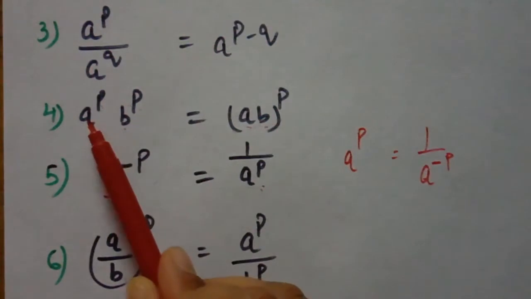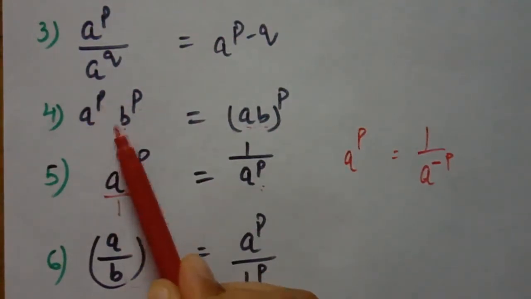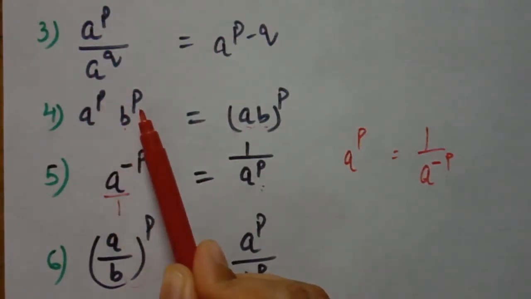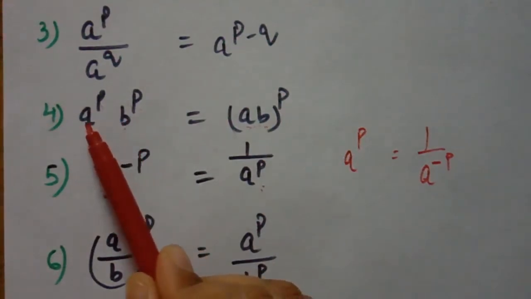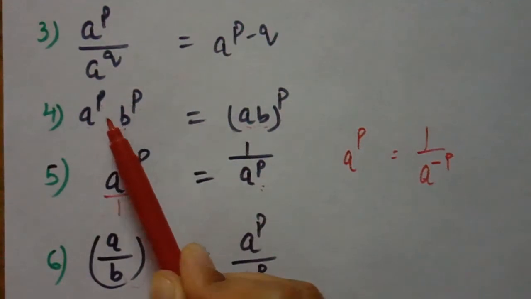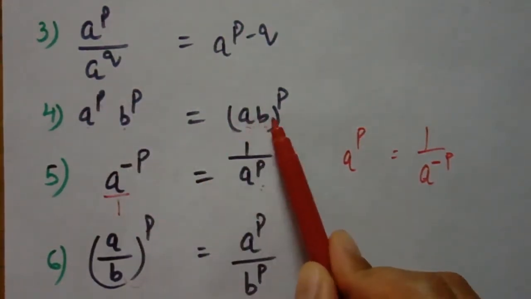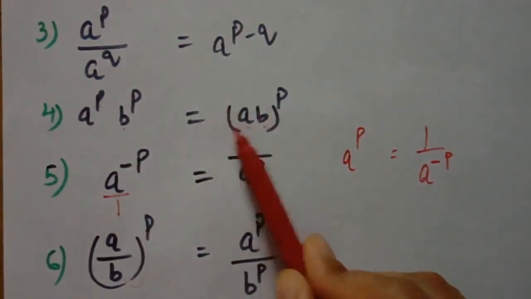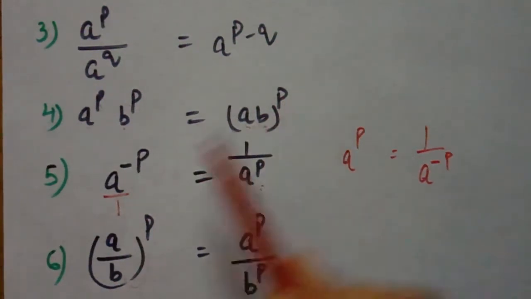Fourth law is a raised to power p multiplied by b raised to power p. It means the bases are different but the powers are same and the operation is multiplication. So what will happen? Both bases are multiplied with each other and the whole power is p.